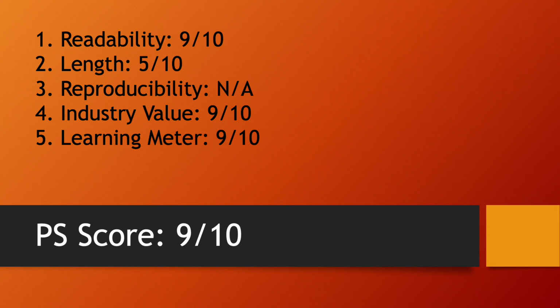Let's talk about the PS score. Overall, it's an easy and engaging read, so it gets 9 out of 10 on readability. At 4 pages long, it scores 5 out of 10 on length. It's an analysis of a research prototype, so reproducibility is not applicable. Industry value and learning meter are high, so it gets 9 out of 10 on each. Overall, the PS score is 8 out of 10.